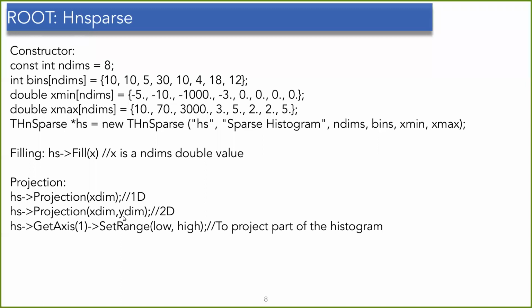And one can also project a particular range of the histogram by setting the range of the axis. So, for example, you get the first axis, then set the range between some values low and high, and after that if you project, then you will just project the first axis within this range, low and high.